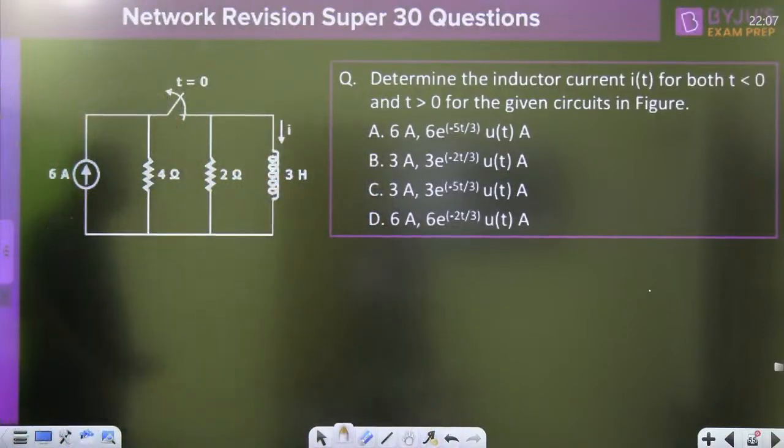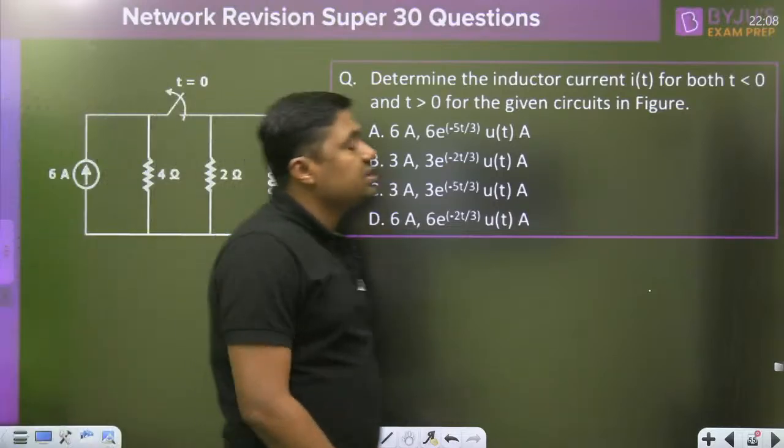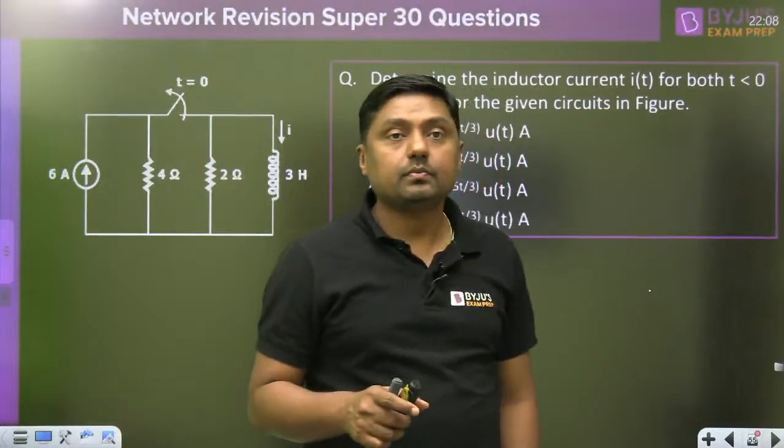First, tell me: determine the inductor current i(t) for both t less than 0 and for t greater than 0 for the given circuit in the figure. For t less than 0 and for t greater than 0, what will be the current?